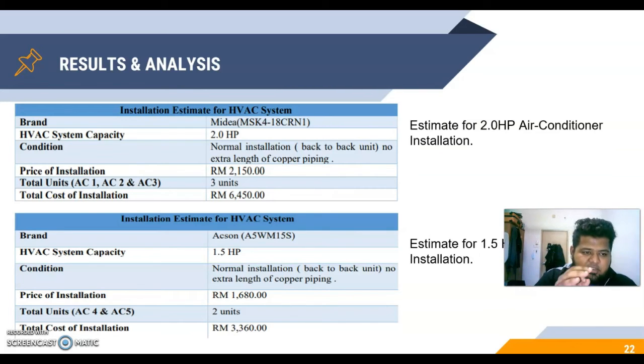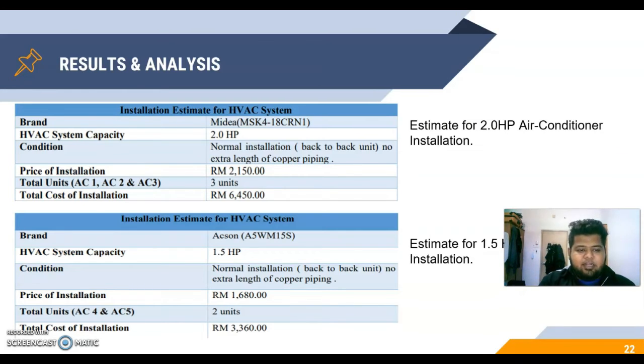The total price of installation for 1 unit of aircon is 2150, which is for the 2.0 horsepower. This estimate was around last year, and maybe for this year there might be slight changes or rapid changes due to the increase in material pricing, the increase in fuel pricing, and also due to some economic changes. Okay, the total cost for installation of 3 units is around 6,450.